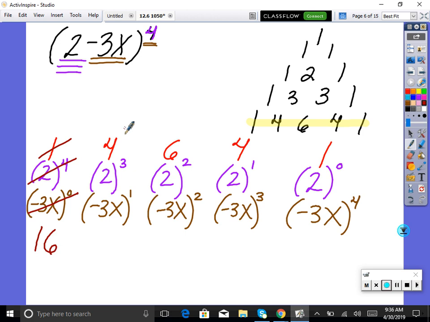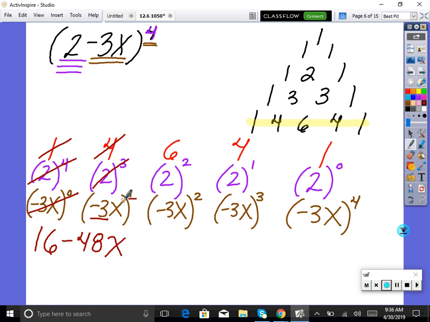Okay, let's go to the next one. We have a 4, then times 2 cubed, then times negative 3 to the first power. So you should get your calculator and be doing 4 times 2 cubed times negative 3 to the first. What is it? Negative 48, and then we have an x to the first, don't we, everyone?